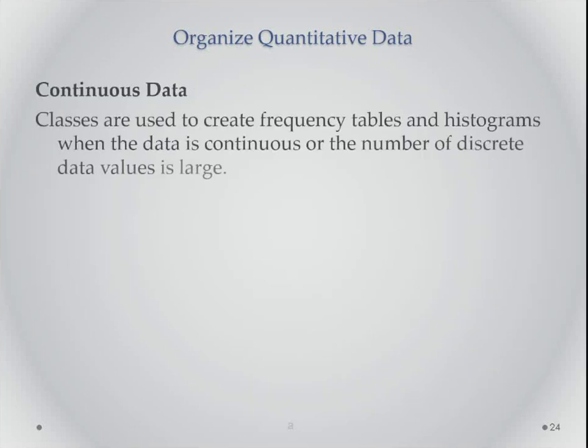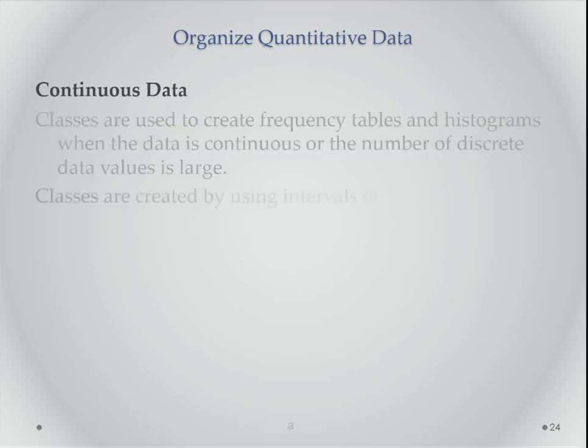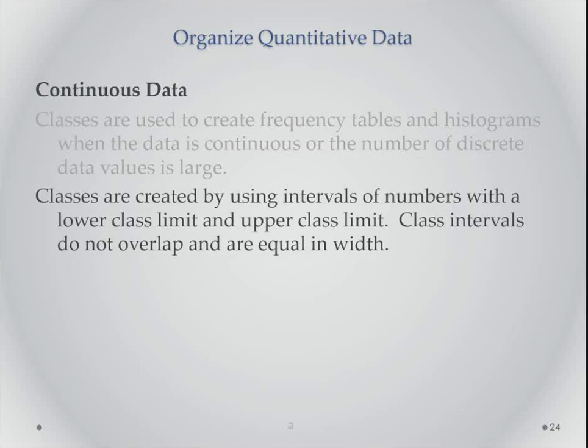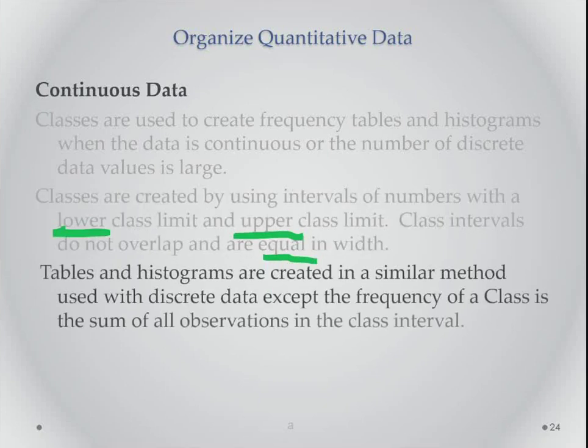We start with building a class. We're going to use the class to create a frequency table and our histogram. Flipping back to discrete data, if you have a large quantity of values, then we're going to use the same process as continuous data. But the point is, we're going to use classes to create these intervals that are going to have a lower class limit, and they're going to have an upper class limit of that interval. These class intervals, there's no overlap, and each class has an equal width. And it sounds a little bit confusing, but let's look at an example.